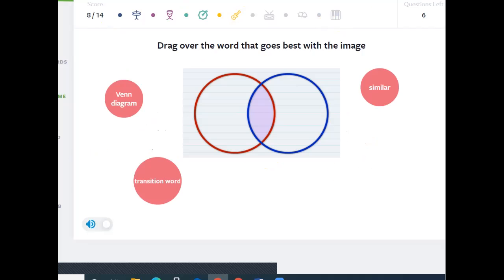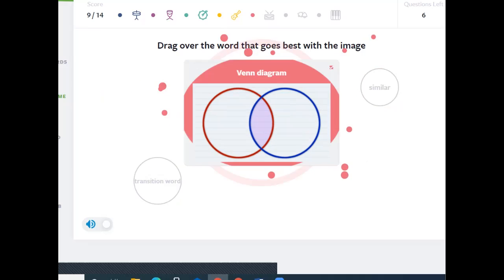Next instrument. All right, drag over the word that goes best with the image. This is a picture of a transition word. There are no words. Oh, it is a picture of a Venn diagram. And a Venn diagram is a type of chart that uses overlapping circles. And these are circles, so it must be a Venn diagram.